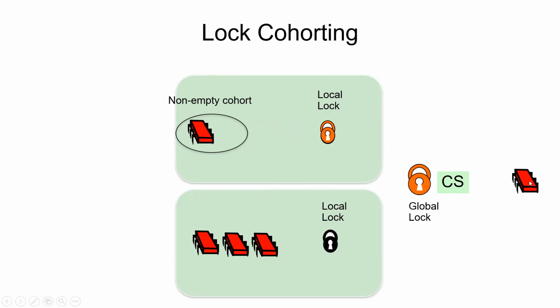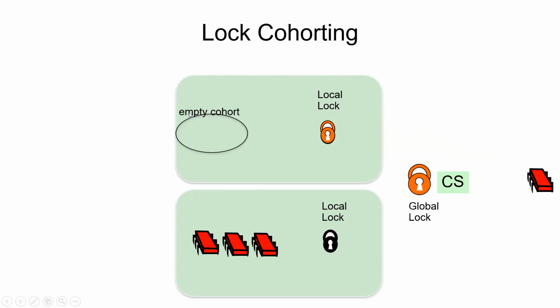After that, this particular thread checks whether the cohort is non-empty or not. If it is non-empty, then it will go to the local lock and release the local lock. Once it releases the local lock, another thread from the same NUMA node can acquire the local lock and enter into the critical section. Right? So it enters into the critical section. After completion of its critical section operations, it will release the lock. Before releasing the lock, it will check whether the local cohort is empty or not.